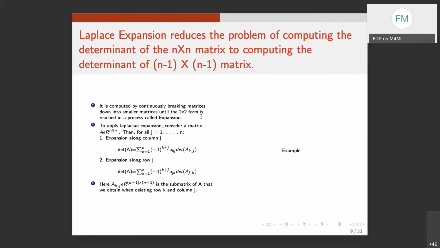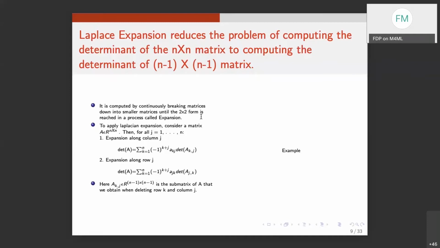So to apply the Laplace expansion, let us consider a matrix where A belongs to R n cross n. Then for all j equal to 1 to n, expanding along column j, the determinant of A is equal to the sum from k equal to 1 to n of minus 1 to the power of k plus j, a kj into determinant of A kj.